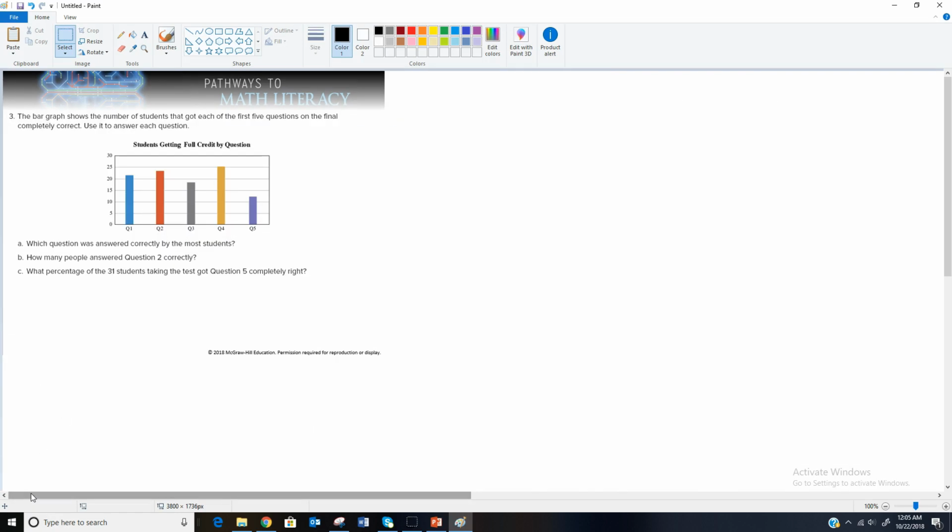So now we're looking at a bar graph, and in this bar graph we have the number of students getting full credit on a question, on the first 5 questions on a final, it says, not a 5-question quiz. So question 1, 2, 3, 4, and 5.